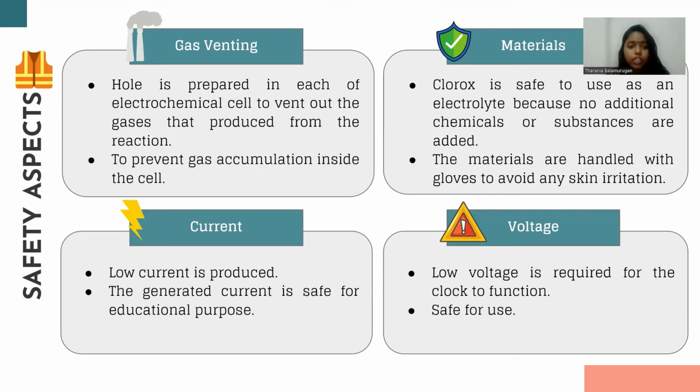Fluoride is safe to use as an electrolyte because no additional chemicals or substances are added. In addition, this chemical is considered hazardous by the 2012 OSHA Hazard Communication Standard, which can cause severe skin irritation and eye damage. So the material was handled with gloves to avoid any skin irritation. Third, current. It generates around 35 milliampere, which is considered a low current. Therefore, it is perfectly safe for educational purposes. Last, voltage. 1.1 volt is required to run the clock, which is considered low voltage and safe to operate.